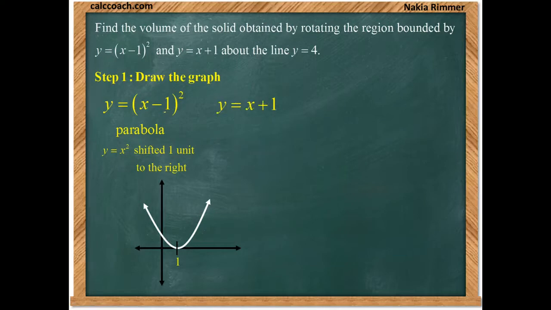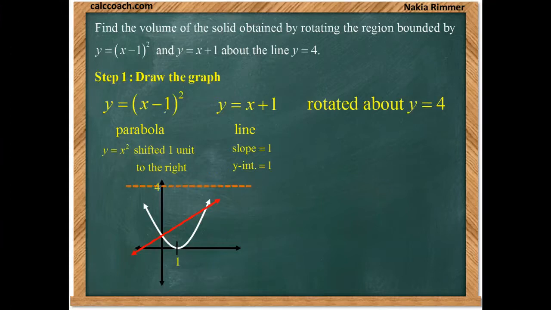Then we have y equals x plus 1. That's a line with a slope of 1 and a y-intercept of 1. Well, great. So this is going to be rotated about the line y equals 4. So we'll just label that.